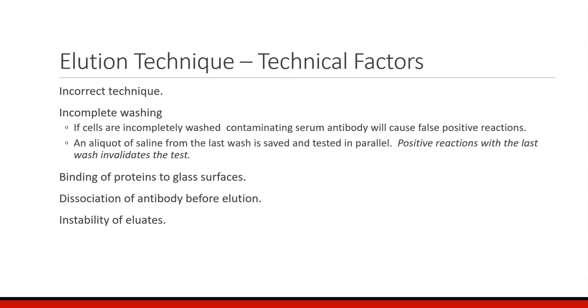Binding of proteins to glass surfaces, so antibodies are proteins, so that could cause an issue. Dissociation of an antibody before elution. So I want to capture this antibody that's coating the cells, but due to the low avidity, the ability to stay bound, it has come off. Does it matter? I don't know. And instability of eluates. Again, follow your SOP. Eluates can only be used for a specified period of time.